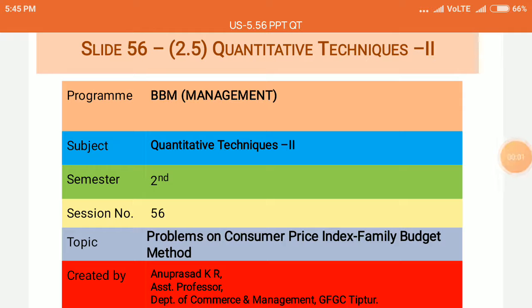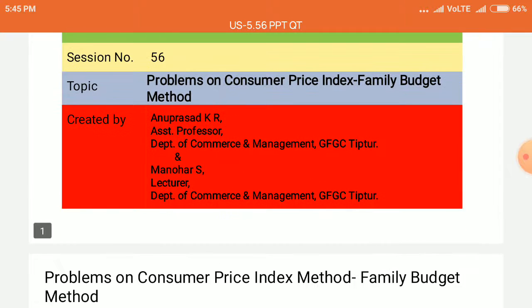Here we have been working problems on consumer price index or family budget method from the last 2 or 3 sessions. In this session also we will be solving problems on such method of consumer price index or family budget method.